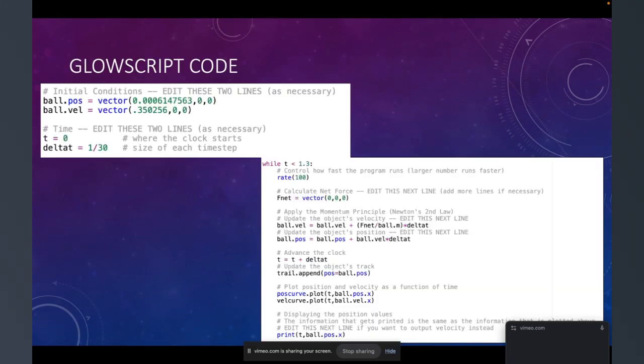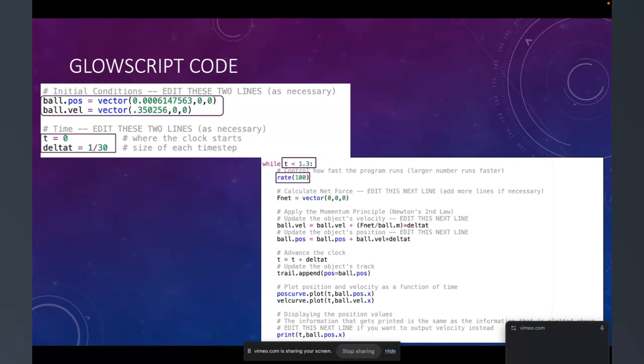So this is my GlowScript code right here. Right here is my initial velocity vector, and I did this using the findings from the last slide. This is my initial time and the change in time. So initial time is 0 and change in time is 1/30th of a second. Right here is my final time. We are changing how everything moves, and we need to make sure that it stops at the final time at 1.3 seconds.